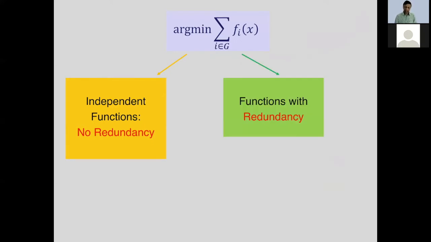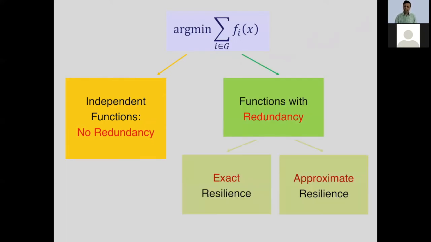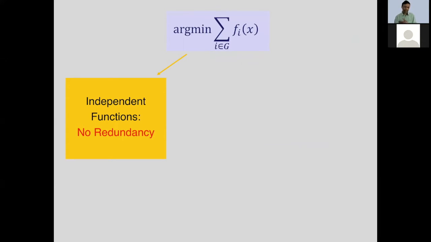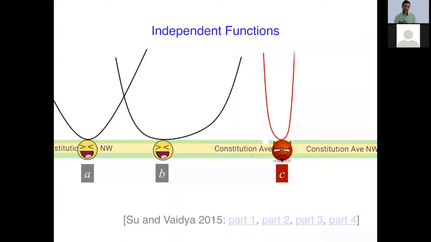And then we will talk about functions with redundancy, and we will take 2 specific examples, where in one instance we'll try to achieve what I call exact resilience, and in the other case, we'll try to achieve approximate resilience. So we are going to begin with independent functions where there is no redundancy. Here's an example to show that if the functions are independent, then we cannot solve the problem. So what do I really mean by independent?